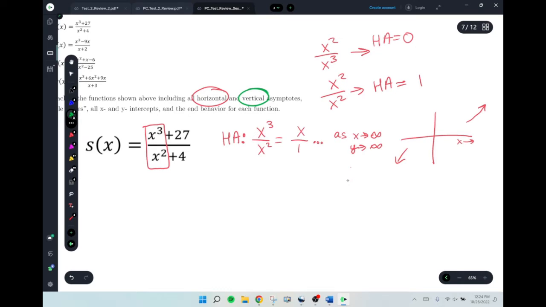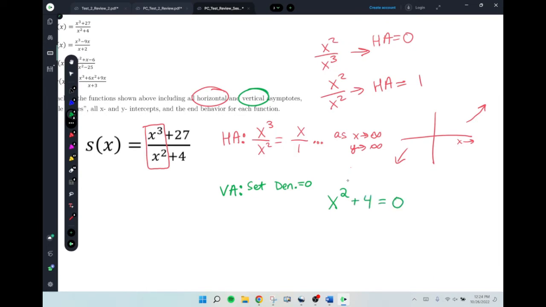These are the easier ones. How do you find vertical asymptotes? No, that's the vertical intercept. A vertical asymptote is where you set the denominator equal to 0. So x squared plus 4 equals 0. Ooh, there aren't any.